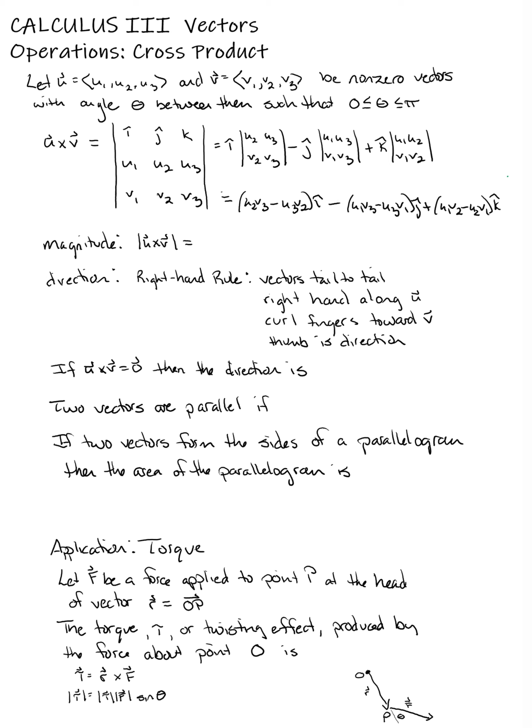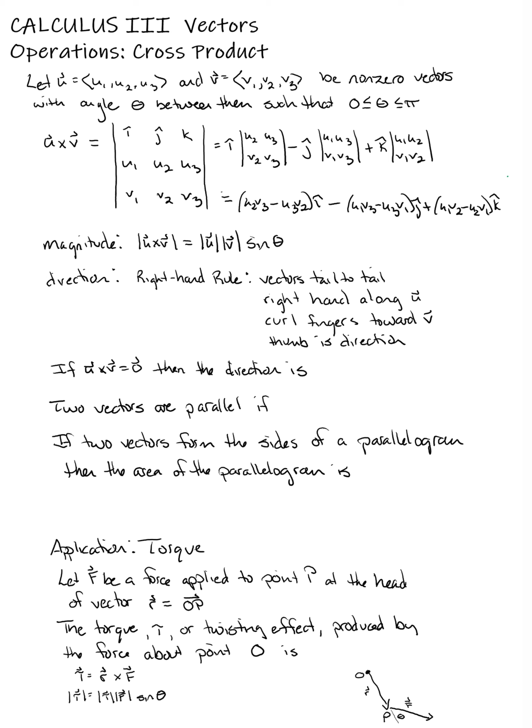Don't try to memorize this last bit. Just make sure you remember how to build it. It's much easier that way. Remember how to find the determinant of a matrix rather than memorizing this formula. All right, so the magnitude of this, it turns out, is the magnitude of u times the magnitude of v times the sine of the angle.